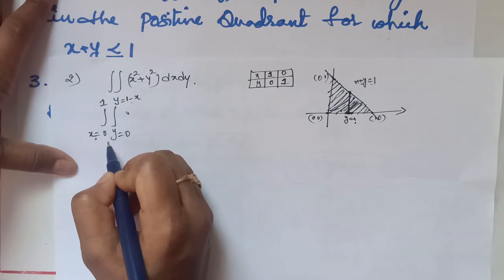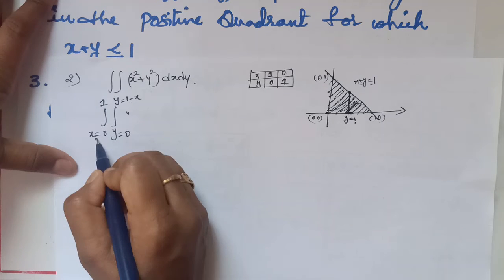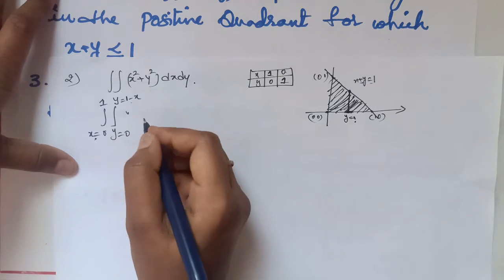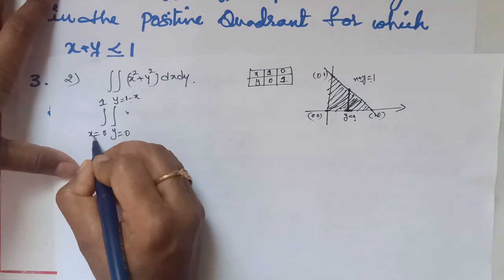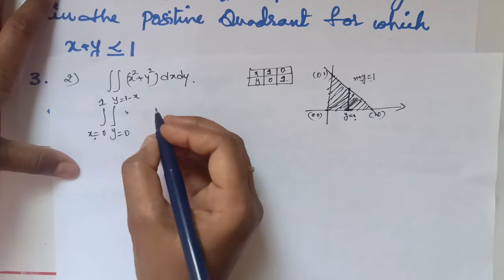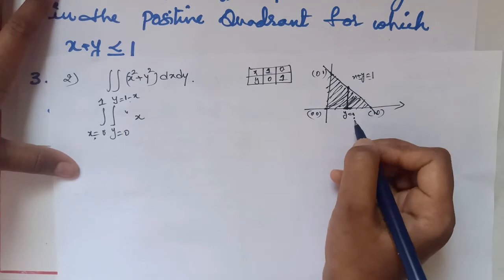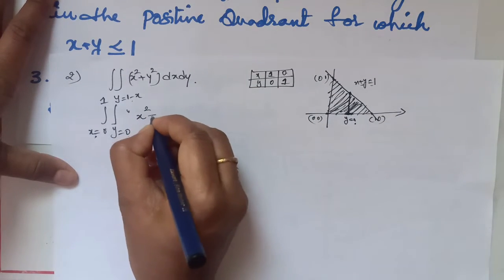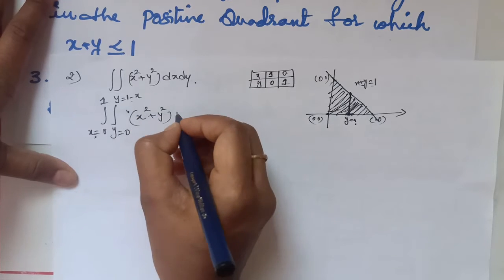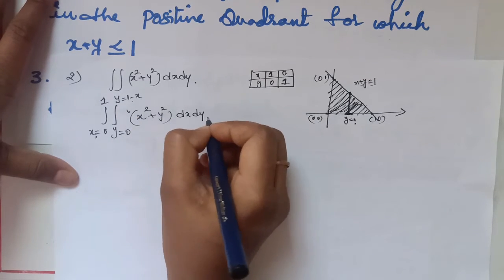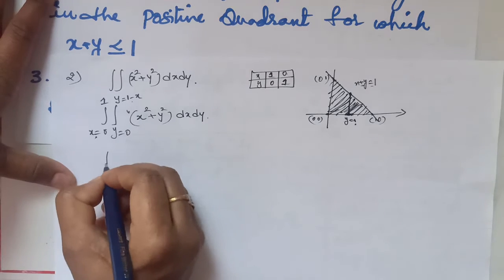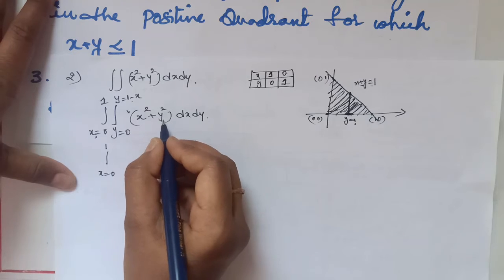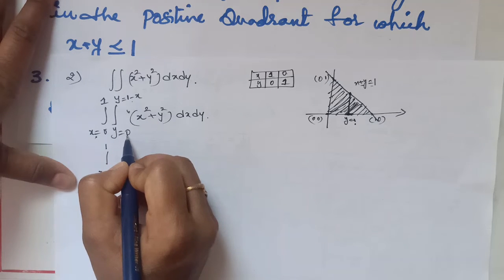Similarly, you can write constant limits for y and variable limits for x. The choice is yours, either way you can write it. Now we got the limits for this region. Now do the integration of x square plus y square dx dy, the integral with x from 0 to 1. Integrate with respect to y first, because you have variable limits for y.